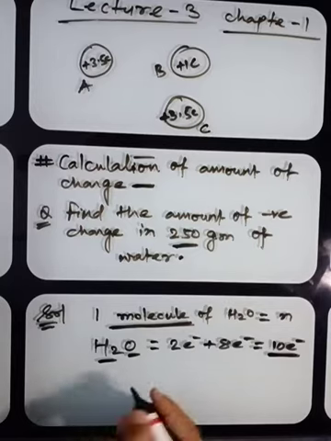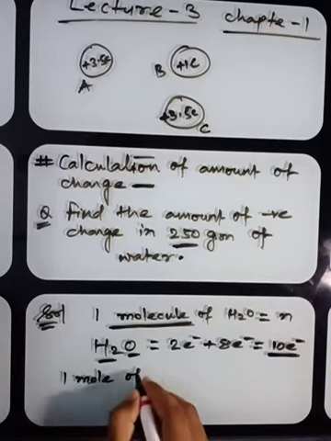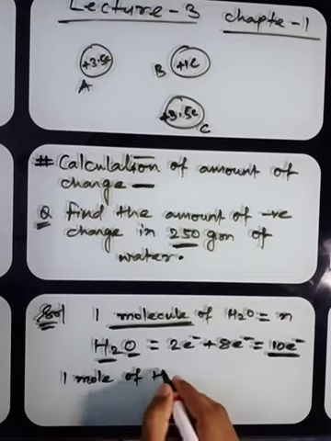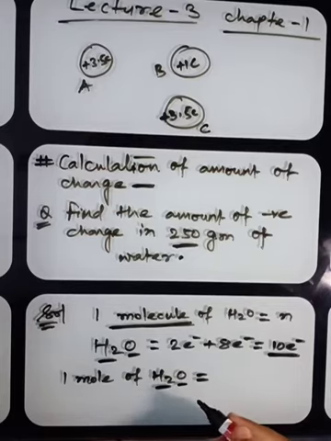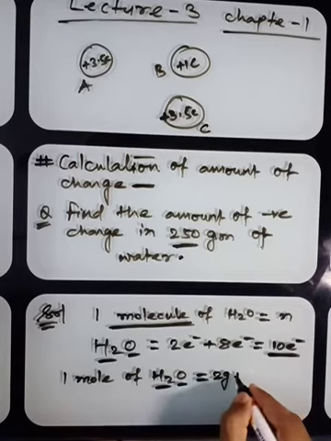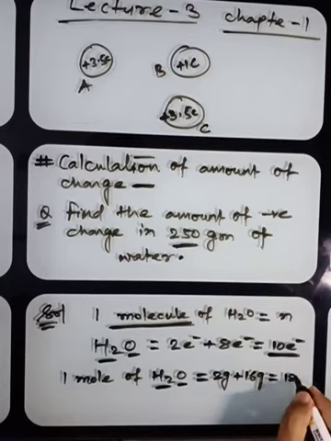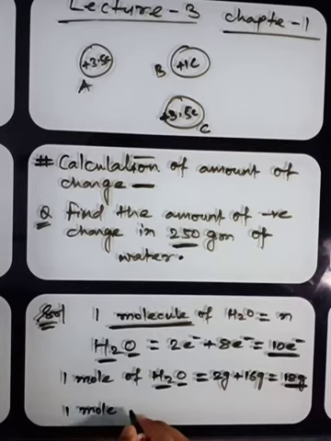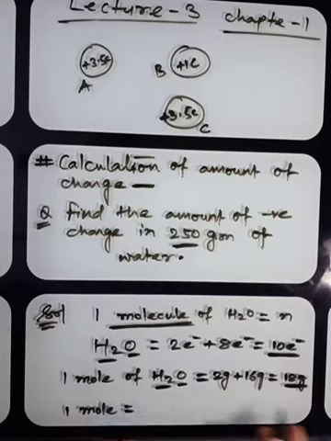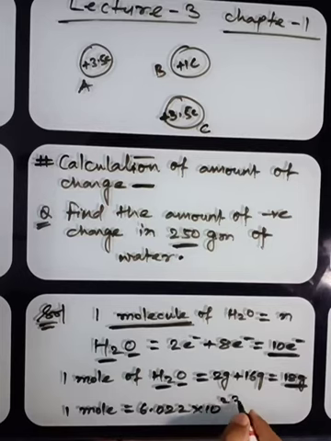So 1 mole of H2O contains how many grams of water? So 2 grams of hydrogen and 16 grams of oxygen. So it is 2 gram plus 16 gram, it is 18 gram of water, 1 mole. And 1 mole is equivalent to Avogadro's number, how many molecules? It behaves like a solid, 6.022 times 10 to the power 23 molecules.